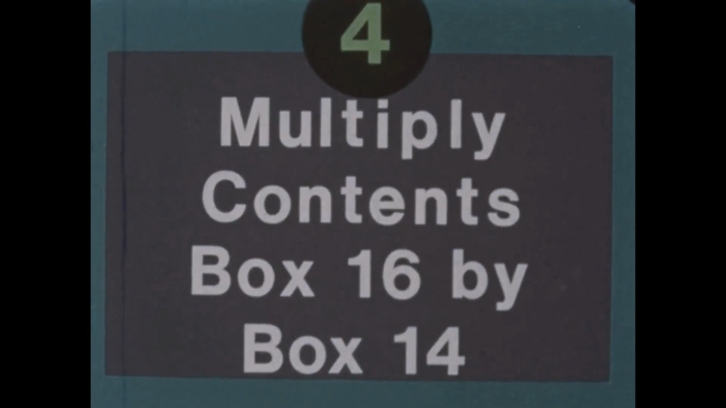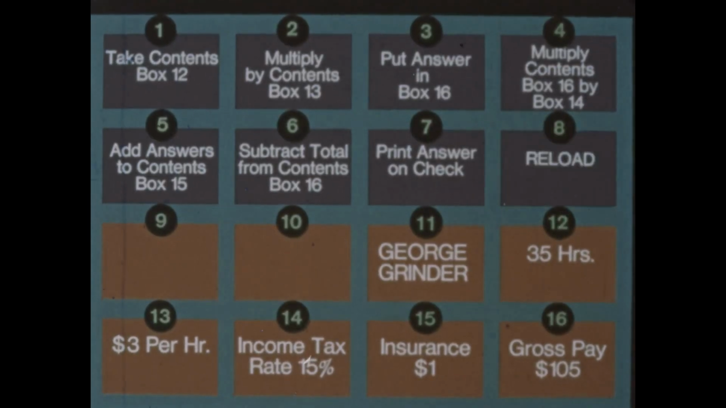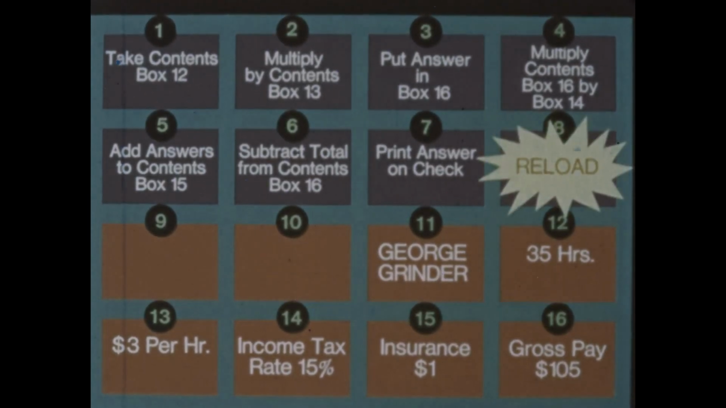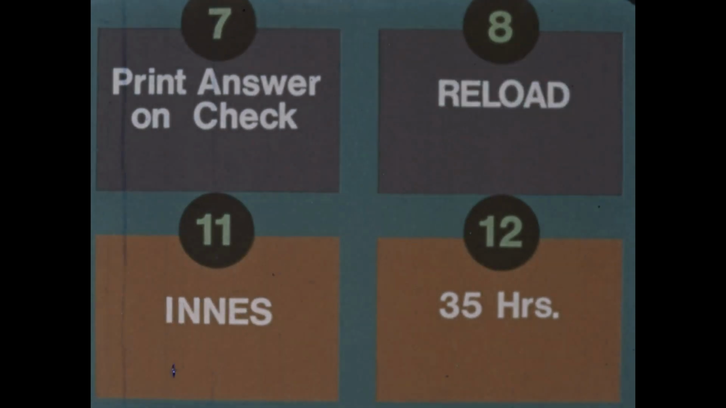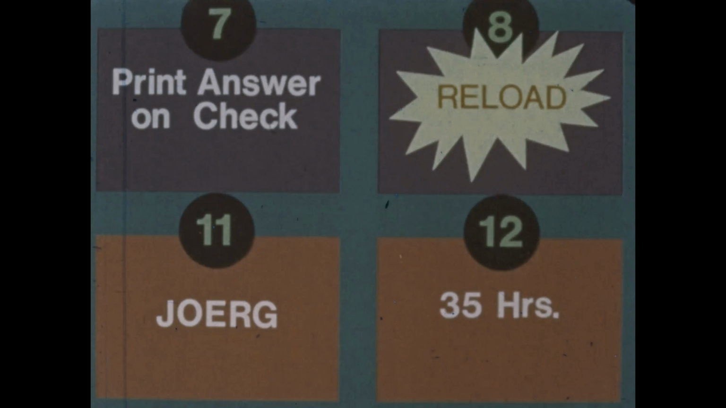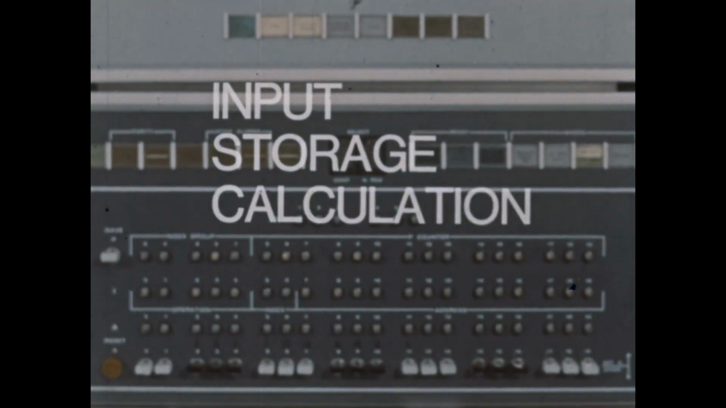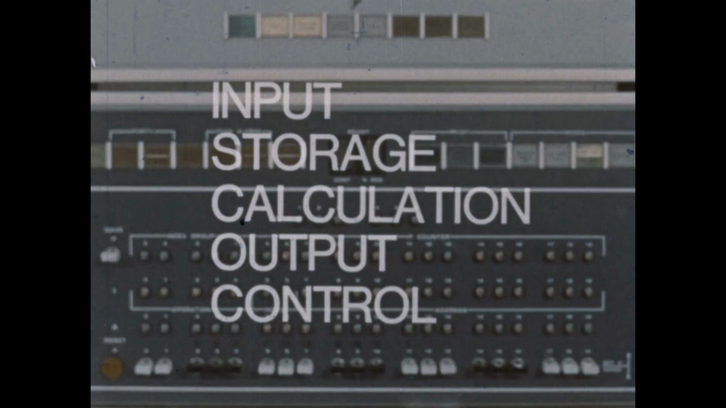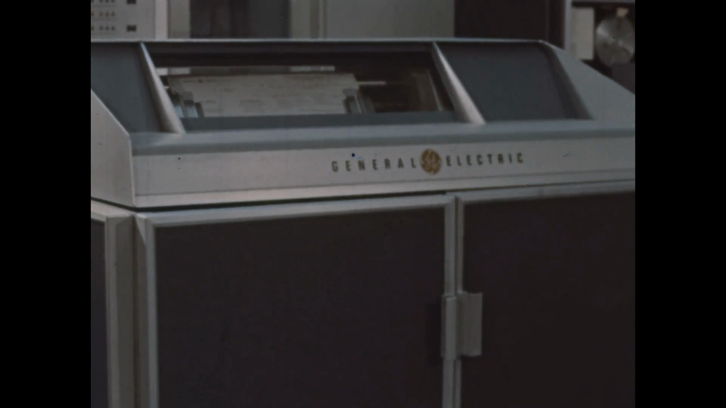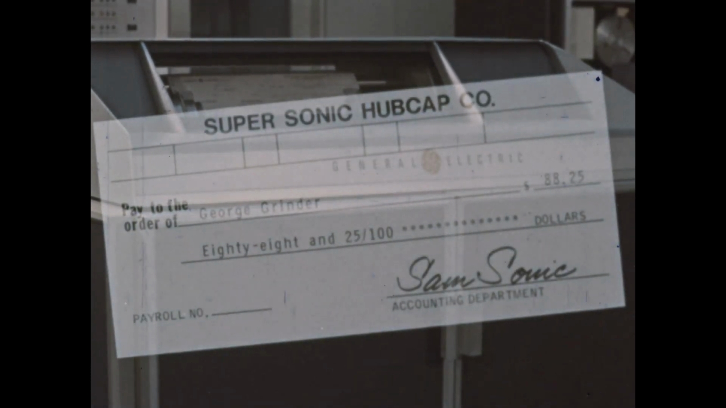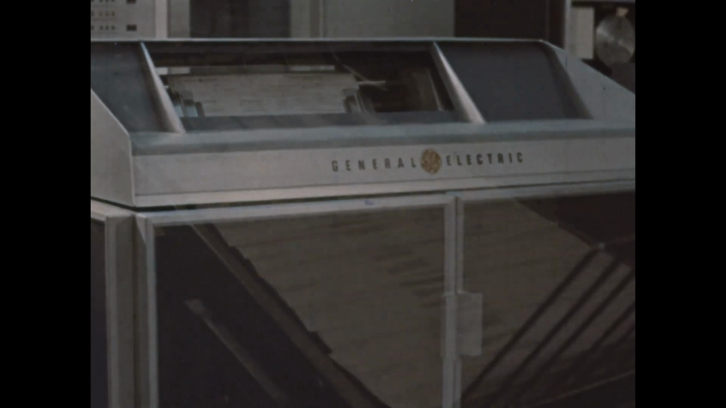1, 2, 3, 4, 5, 6, 7, 8. Instruction 8 is reload, with the facts for the next employee. Thus, the instructions in the upper boxes are followed repeatedly, while fresh payroll facts are loaded each time instruction 8 of the program is reached. All these steps of input, storage, calculation, output, and control are done in fractions of seconds. So the computer can calculate the wages and write paychecks for 10,000 persons in a very small period of time.